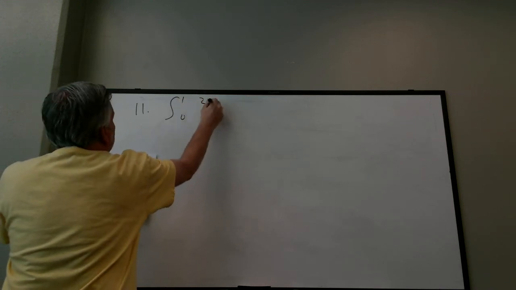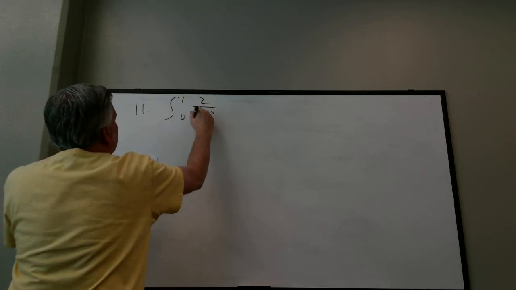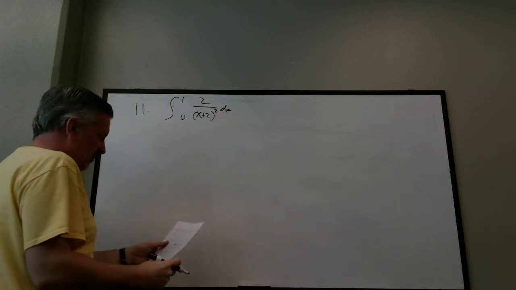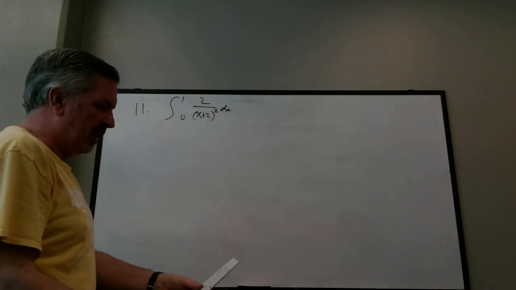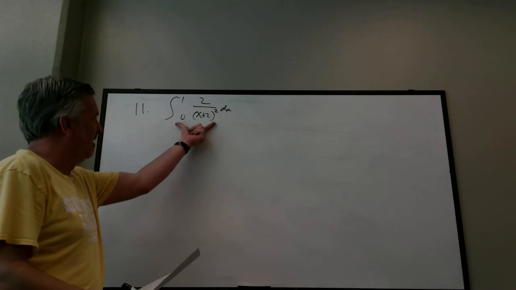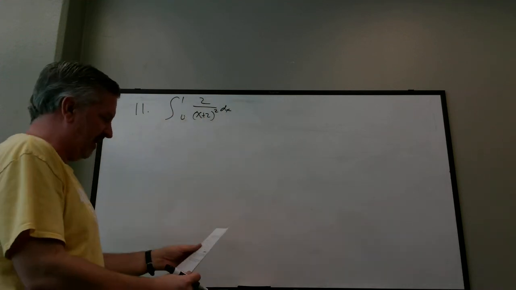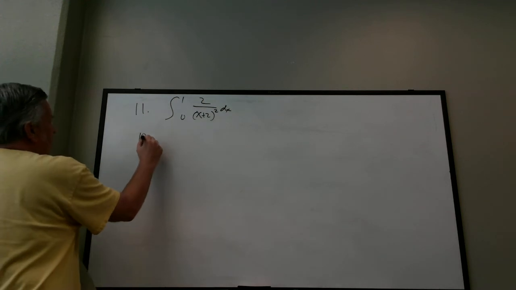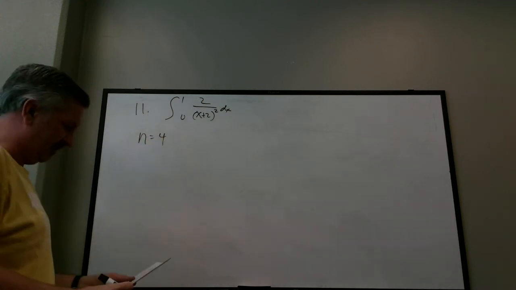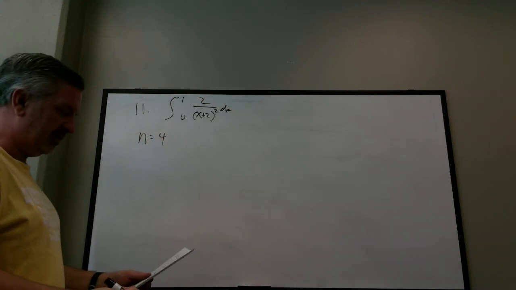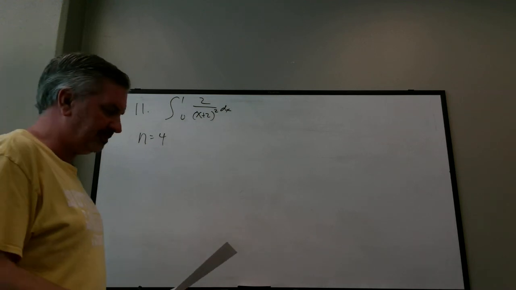Okay, this number 11 says, let me write this integral, 0 to 1, 2 over x plus 2 squared dx. The instructions say, use the trapezoidal rule to approximate the definite integral. They don't want you to work out the definite integral, they just say approximate it with the trapezoidal rule using 4 trapezoids. So n is 4 here, 4 trapezoids. Round your answer to 4 decimal places, okay.